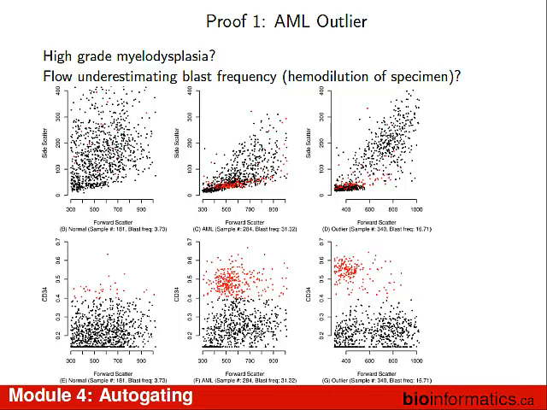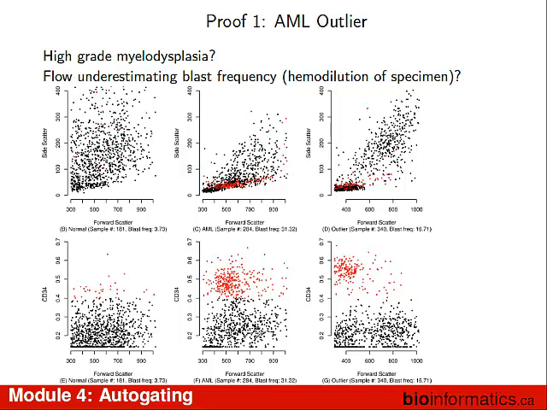This outlier population, the blast frequency isn't really above the threshold that they were comfortable with in terms of making that diagnosis. And it looked a little bit different. It's not in the same place and it's a bit more diffuse than what is really expected. And so when we showed this to a clinician, without giving a whole lot of background about what's going on, he said, well, it doesn't really look like AML. Maybe some kind of high-grade myelodysplasia. Maybe there's something diluting the blast frequency.